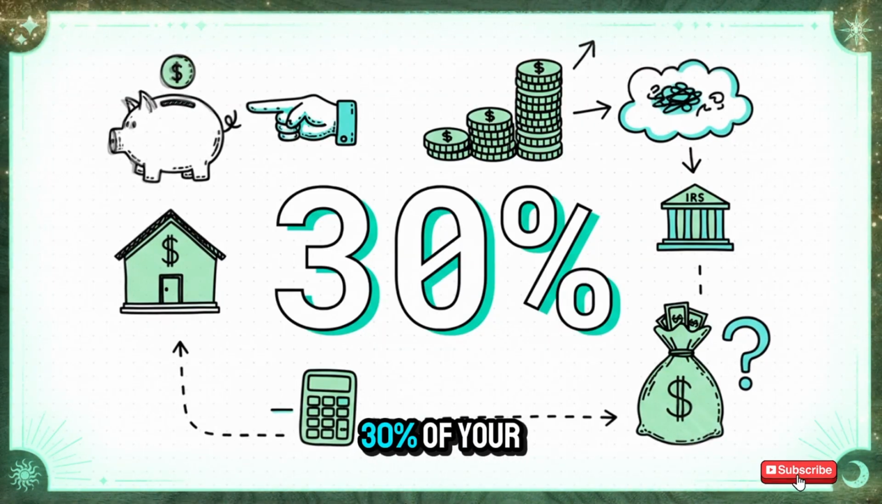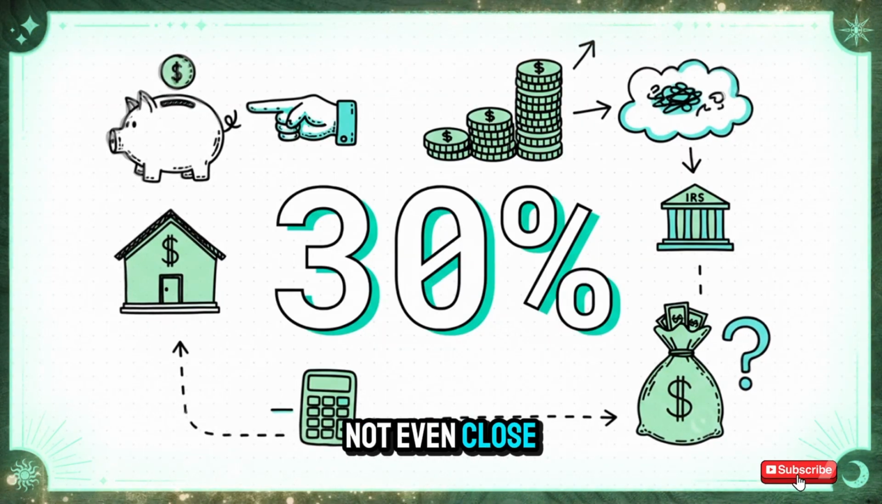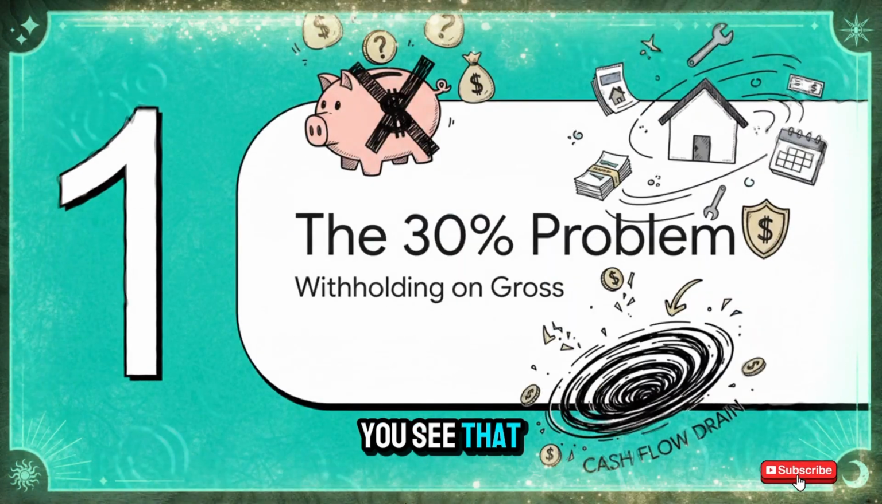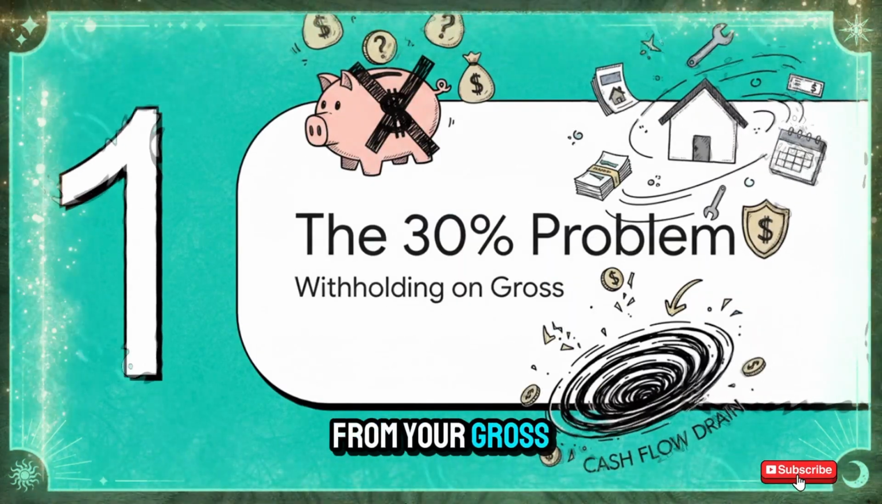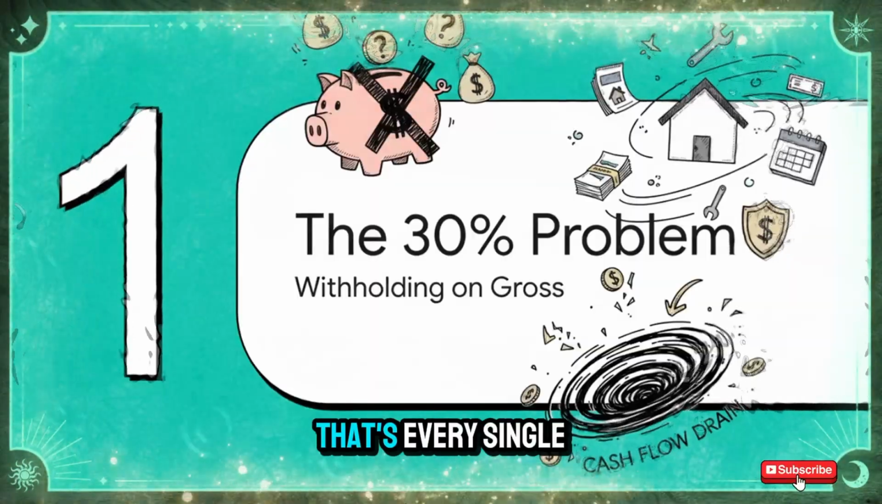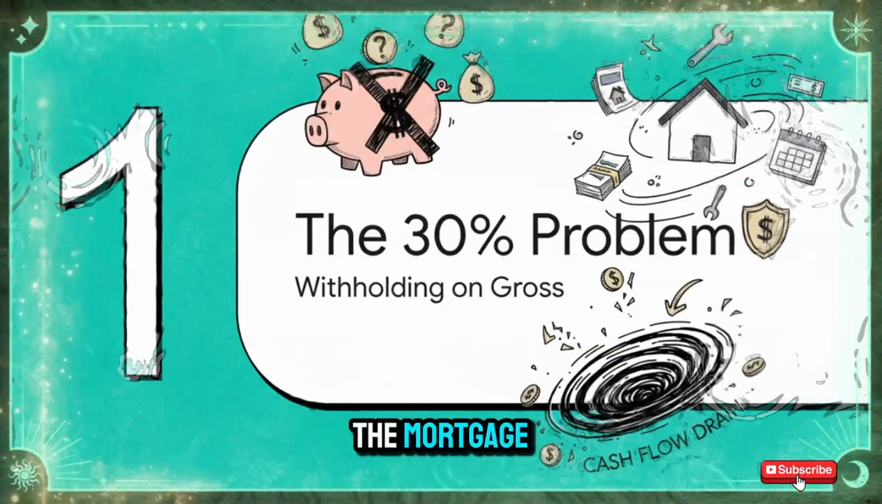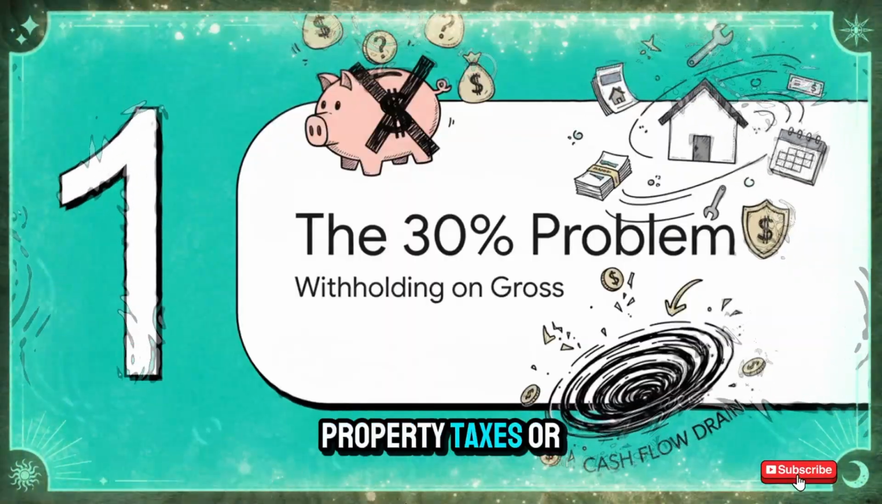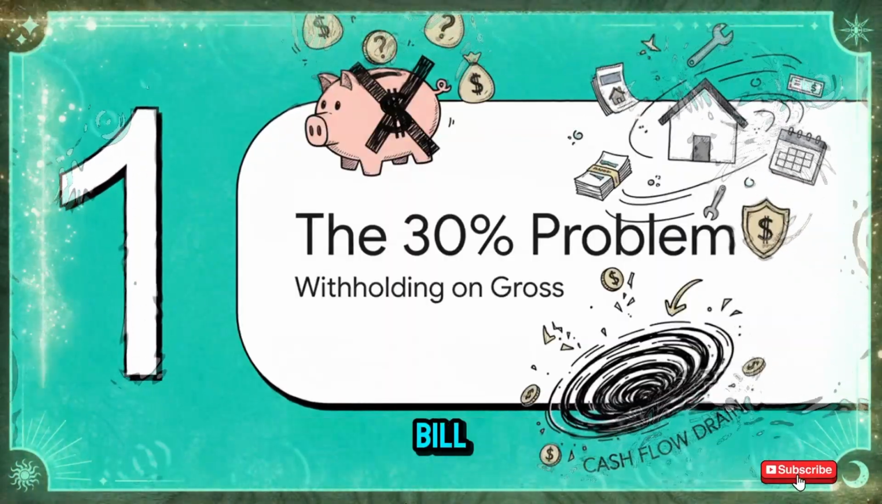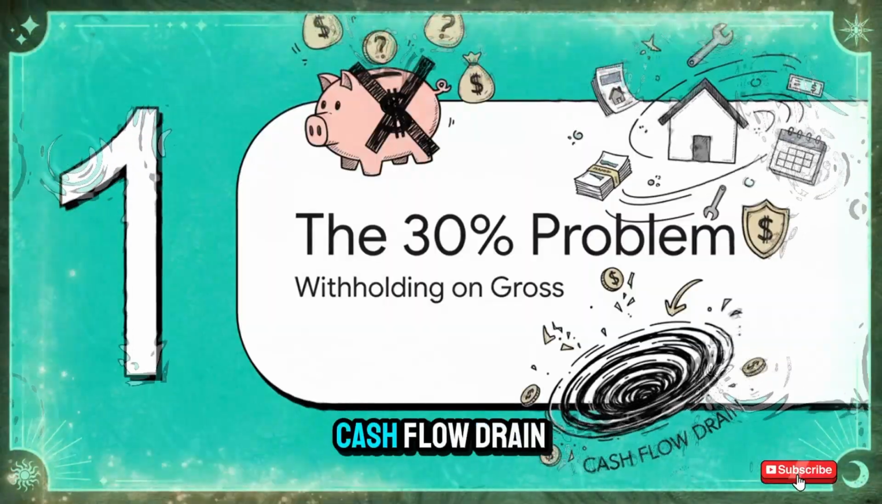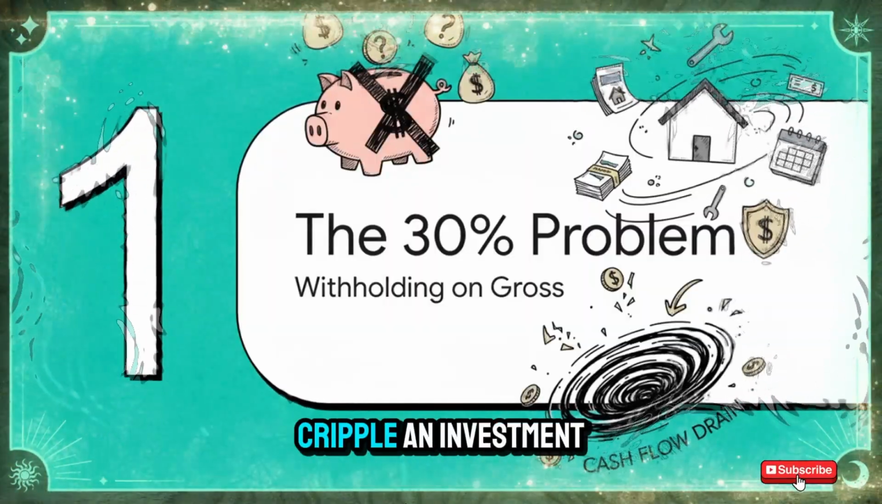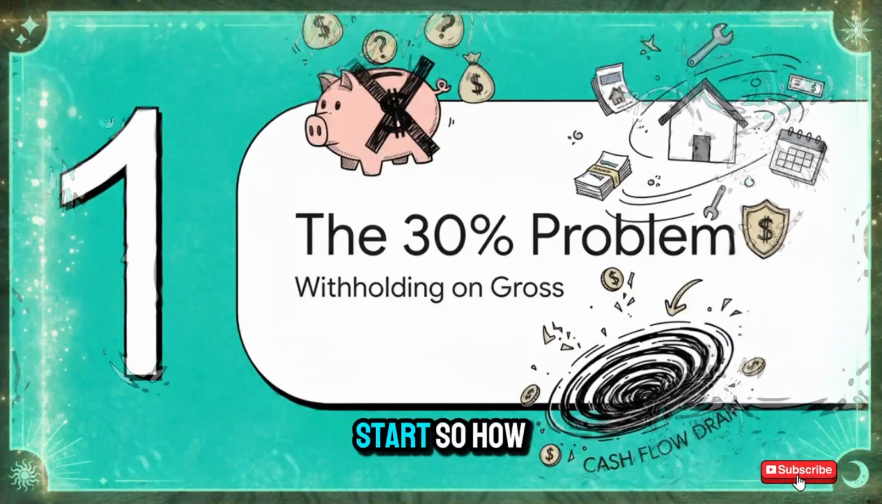This isn't 30% of your profit. No, not even close. You see, that 30% is taken from your gross rental income. That's every single dollar you collect before you've paid the mortgage, the insurance, property taxes, or that unexpected plumbing bill. It's a massive cash flow drain that can seriously cripple an investment right from the start.